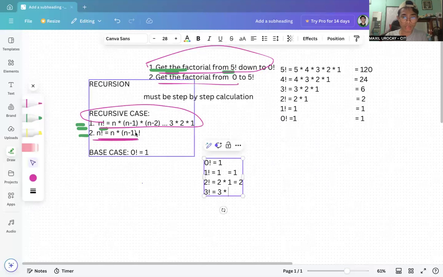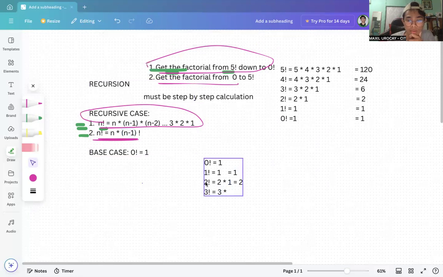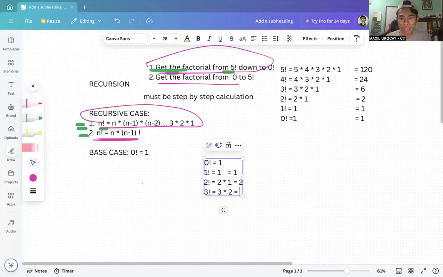Factorial of n minus 1. So your n is 2, and your n minus 1 factorial is 1. So you put that in: 2 times 1 equals 2. Now 3 is your n, so 3 minus 1 factorial will be 2. What is the value of 2 factorial? It will be 2. So 3 times 2 will become 6.